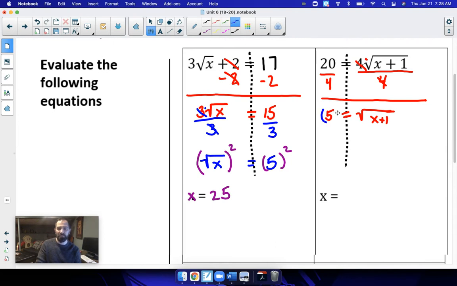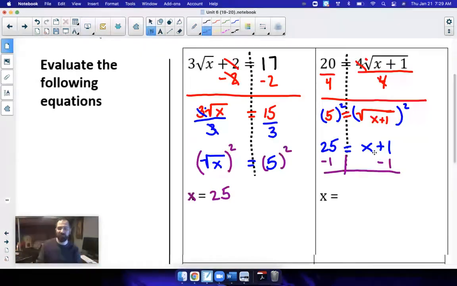Then we square both sides to get rid of the radical. 5 squared is 25. Square root of x plus 1 squared is just x plus 1. We're not done yet. Typically we are, but we've got to get rid of this plus 1. The variable isn't by itself. Opposite of a plus 1 is minus 1. So you're left with x equals 25 minus 1 is 24. All done.